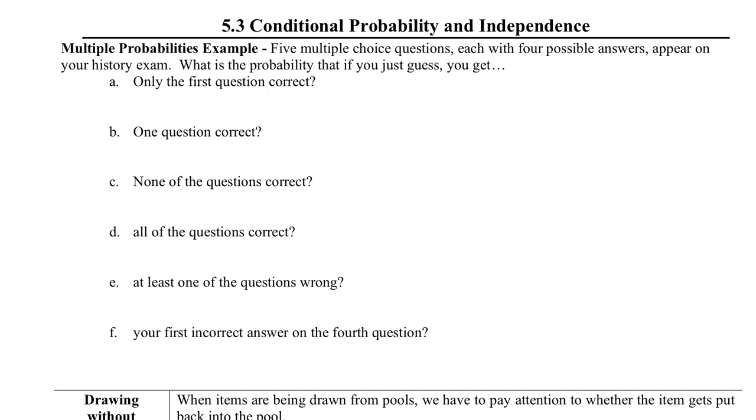In this first example, we have 5 multiple choice questions, probably some kind of quiz. Each has 4 possible answers. There it is. It's on your history exam. What is the probability that if you just guess, so just randomly pick A, B, C, or D, you get only the first question correct? So this is a much more complex question than the ones we've been looking at.